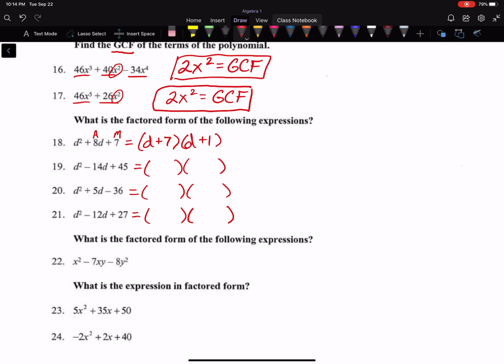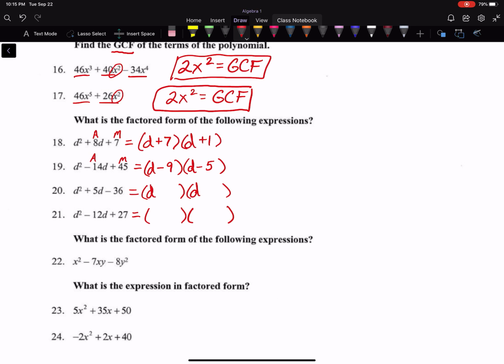Alright. So for number 19, again, we'll have D and D. We're looking for a number that multiplies to be 45 and adds up to negative 14. Important there. So if they're multiplying to be a positive number, you know these numbers have to be the same sign. So they both have to be negative because they have to add up to negative 14. So what multiplies to be 45 and adds up to negative 14? That would be negative 9 and negative 5. Negative 9 times negative 5 is 45. Negative 9 plus negative 5 is negative 14.